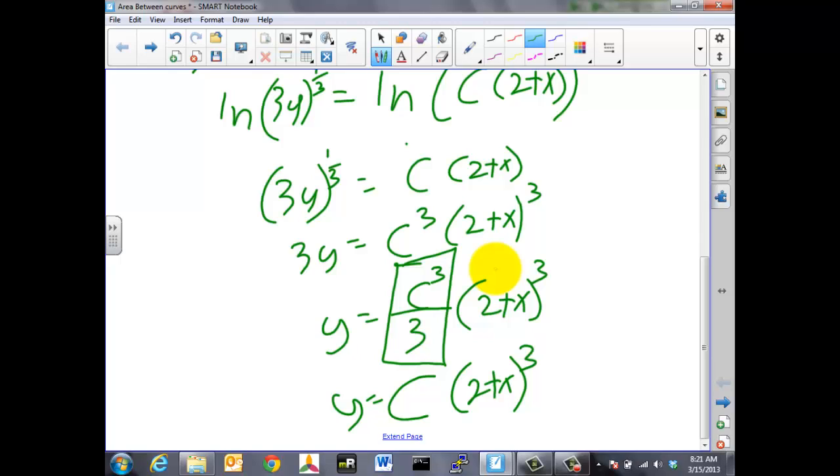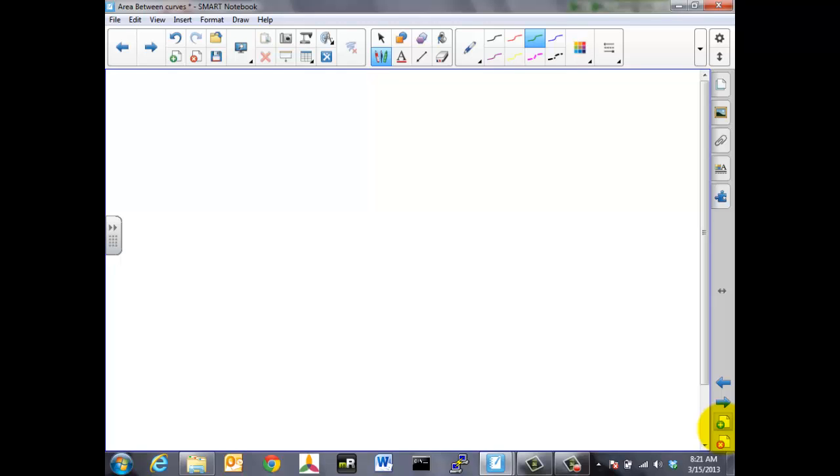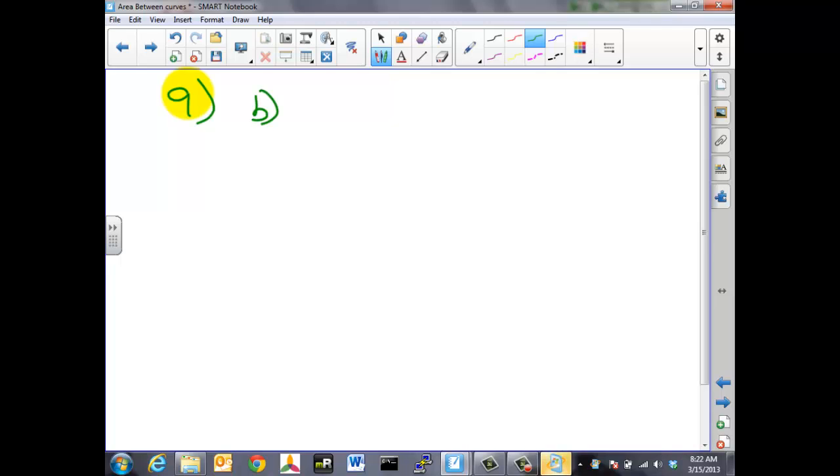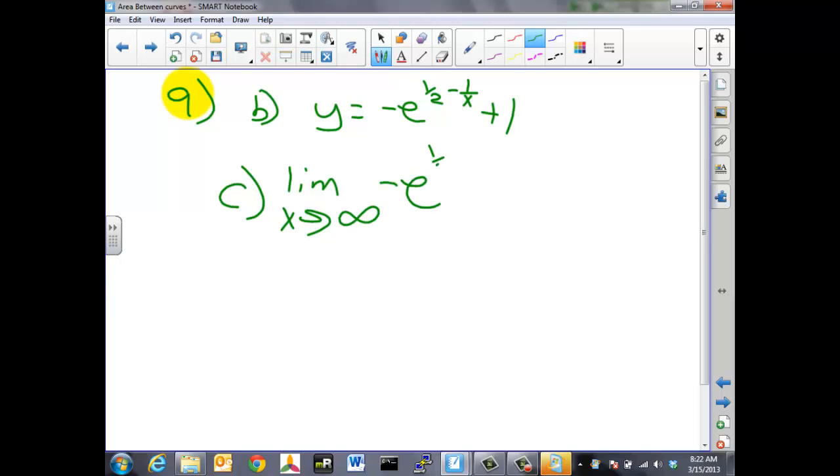Okay, so we've worked through this, this is 9, and we found in part B the solution to be y equals negative e to the 1/2, is that right? Minus 1 over x plus 1. Is that right? Yeah, that's what we found it to be. Now part C said take the limit as x approaches infinity of this number plus 1. Okay? Well, when we're looking at this, how do we solve a problem like this?